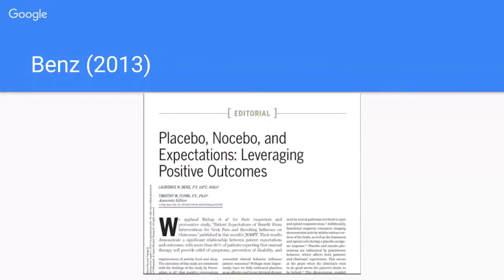Next up, Lauren Benz in 2013, placebo, nocebo, and expectations, leveraging positive outcomes. This is one of my favorite journal articles that has ever been published, because basically it's about using words. Using words is very important, okay? If you tell somebody, "I'm not sure this is going to work, but let's do it anyway," versus "I'm going to do this intervention and let's see what's going to happen. This has worked in the past for some of my patients." You tell me who's going to have the better outcome following that specific intervention. You want to be careful that you don't set yourself up for failure.